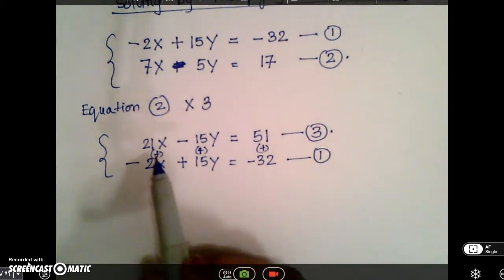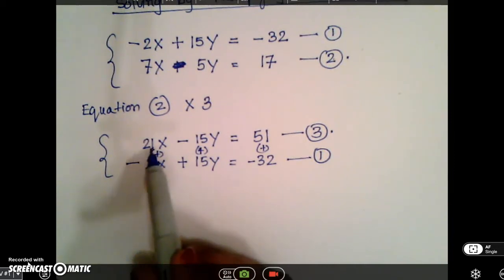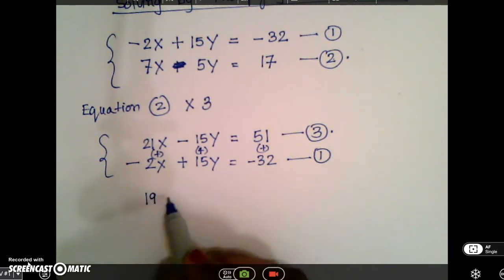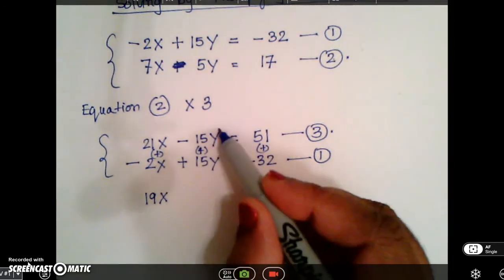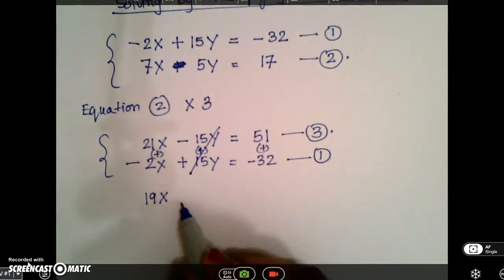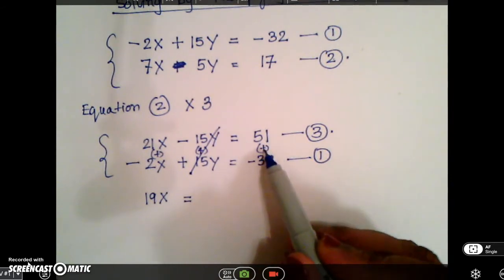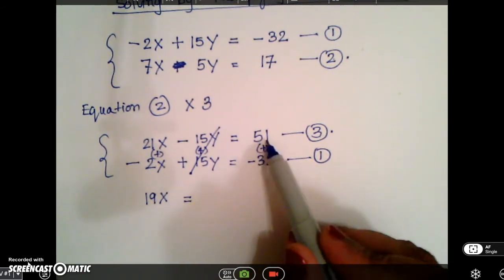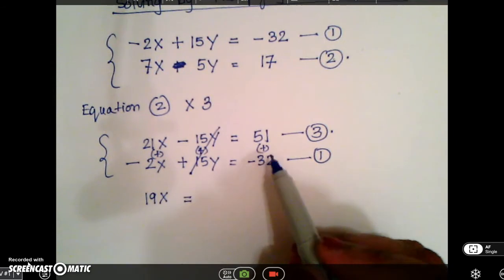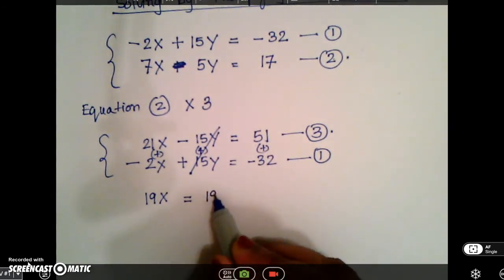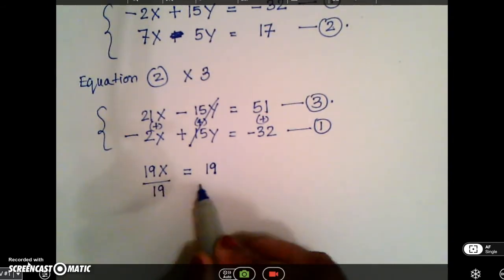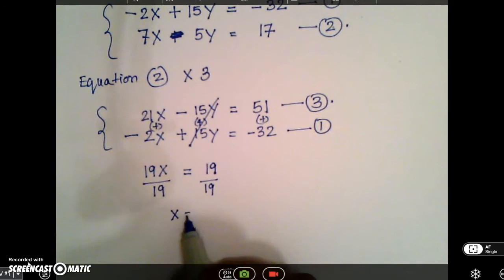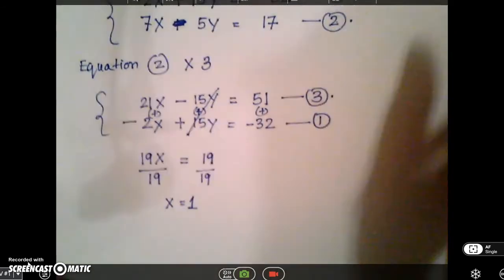When I add the two equations, 21x plus negative 2x, 21 plus negative 2 is going to give me a 19. Negative 15y plus positive 15y, it's going to cancel out each other. That will be equal to 51 plus negative 32, which is going to give me a 19. So I have my x equal to 1. So I solved for x.